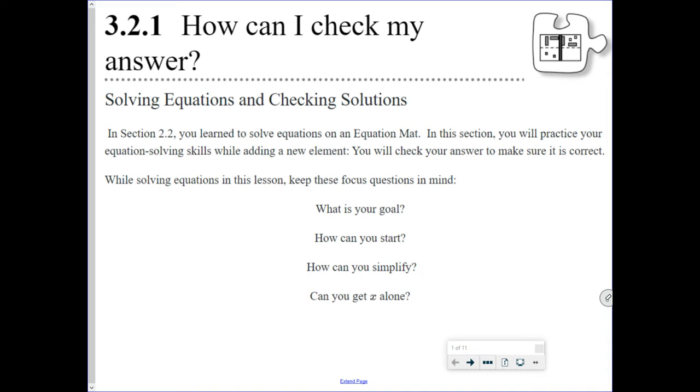So this next section, section 2 of chapter 3. So we're doing section 2 now. All of this is going back to solving equations, so it's not going away. We're going to do it, okay? In section 2.2, you learned to solve equations on an equation map. In this section, you will practice your equation solving skills while adding a new element. You will check your answer to make sure it is correct. While solving these equations in this lesson, keep the focus questions in mind. What is your goal? How can you start? How can you simplify? And can you get x alone?